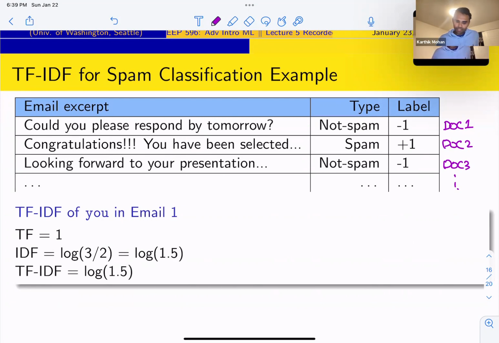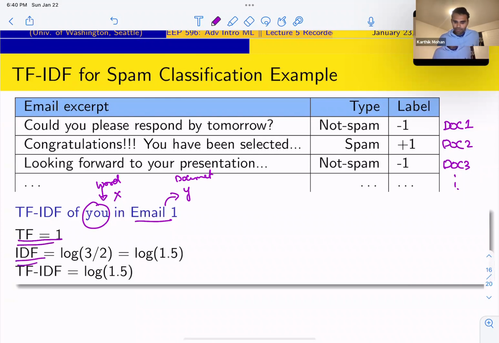So I can say, what is the Tf-Idf of the word you? So this is my X in email 1, and this is my Y, this is document 1, right? So the first email is like a document, and I'm saying what's the frequency of you in this? So the term frequency is 1.